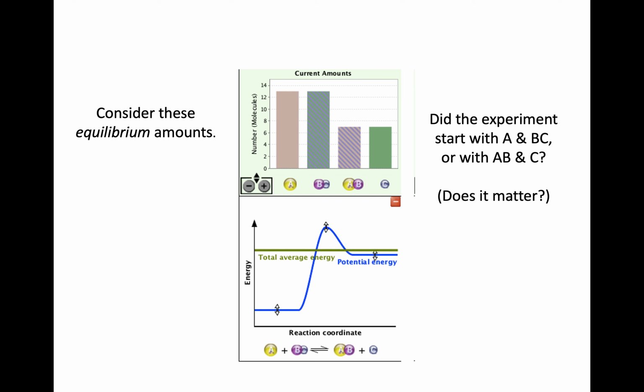I think the best answer is it doesn't matter. You're going to reach these relative values. You're going to reach a value where you have more that have the lower potential energy. It doesn't matter if you started out all on the left-hand side, all on the right, or a combination of some kind. This will be the finish line.